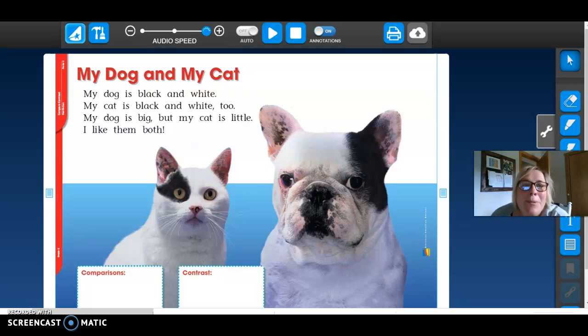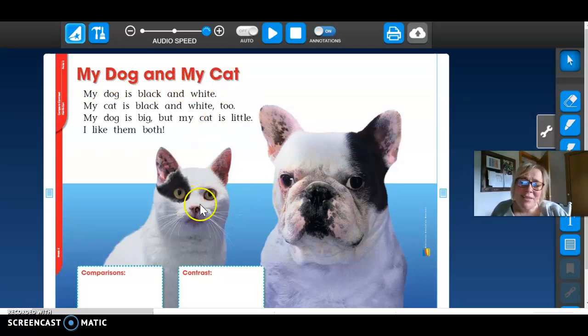I am here with a reading lesson this week, and our topic this week is comparing and contrasting. Now, we've talked about those big words before, comparing and contrasting. So, if we compare something, we find what's the same, and if we contrast something, we figure out what's different. Okay, so I'm going to read this poster right here, and it is called My Dog and My Cat.